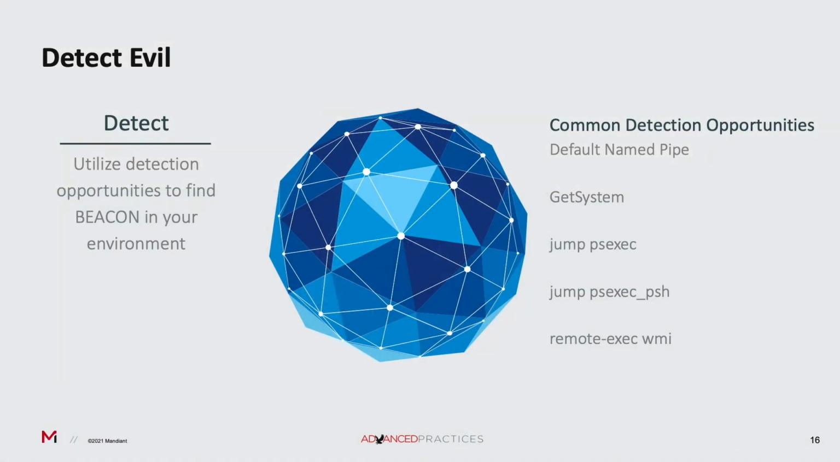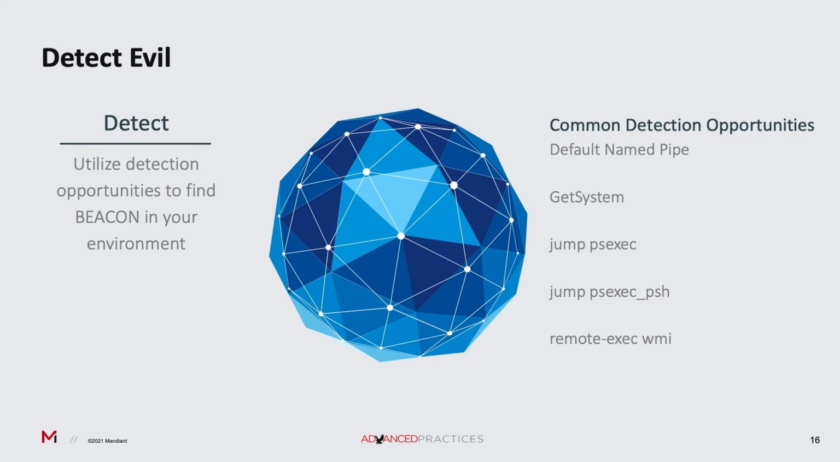And now that we've talked about some of the reasons why actors would want to use Beacon, and some of the actors that have used it, how are we going to detect it? When I first looked at trying to detect Beacon, it was pretty daunting because it's such a wide threatscape as far as what you can use with it.